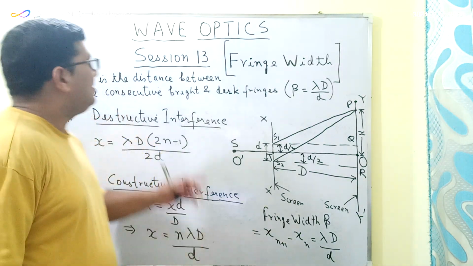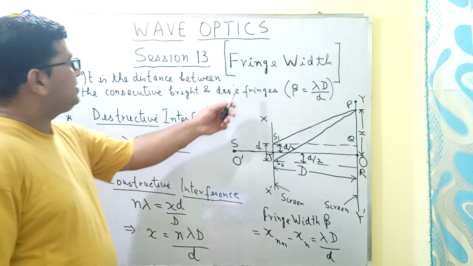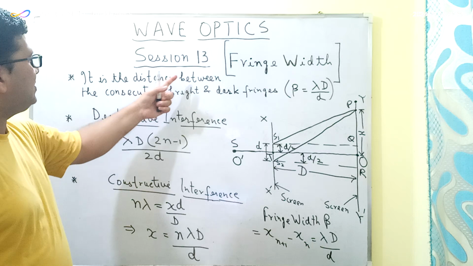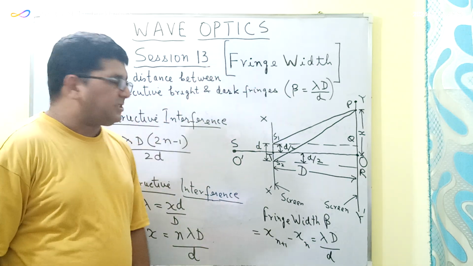Welcome back, students. Welcome to session 13 from the playlist of wave optics. The topic is the fringe width, and this session is in continuation of session number 12, in which we have studied the Young's double slit experiment.